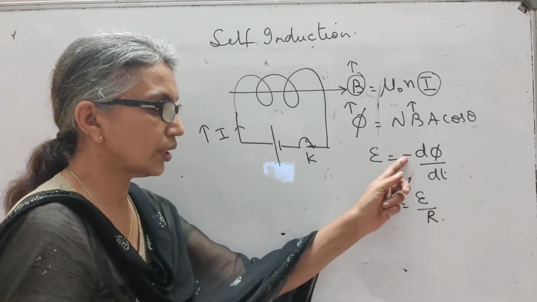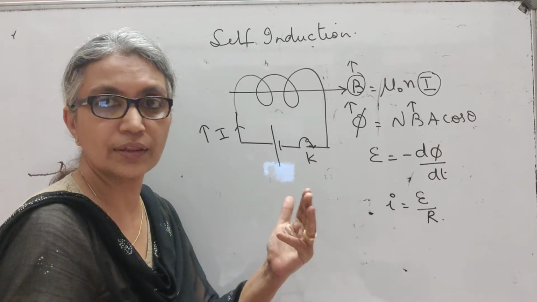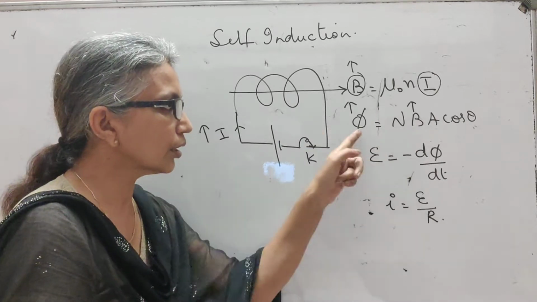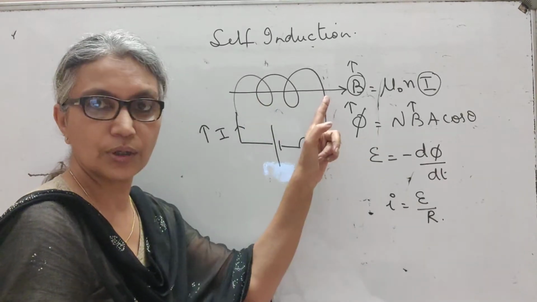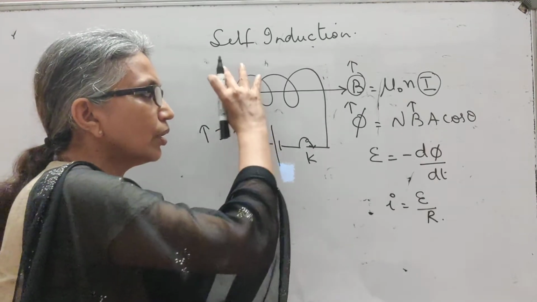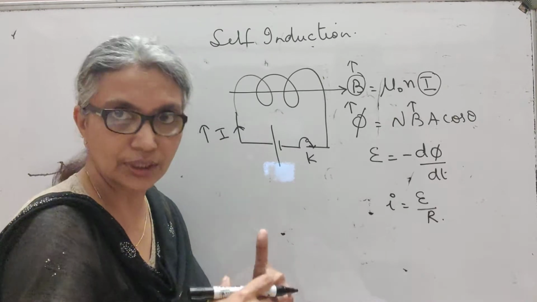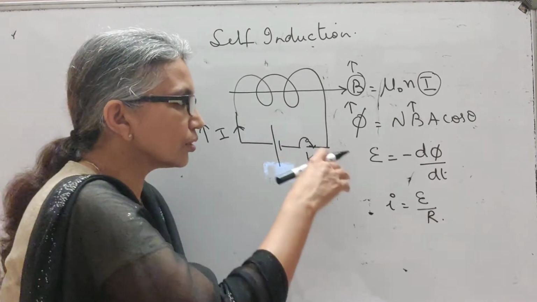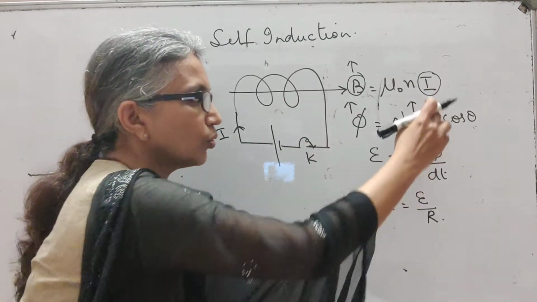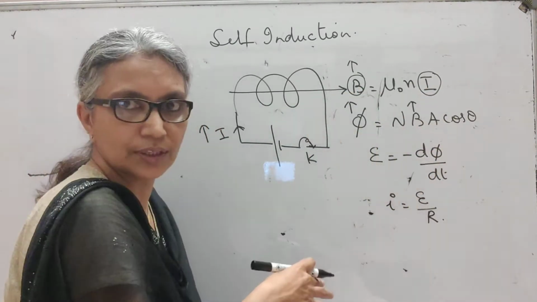Now, according to Lenz's law, the induced current must flow in such a way that it opposes the change in flux. In our case, the flux is increasing now, and your main current is in this direction. Because the flux is increasing, the induced current must try to reduce the flux. To reduce the flux, the net current in the circuit must reduce. Only then, if current reduces, B reduces and the flux will reduce.